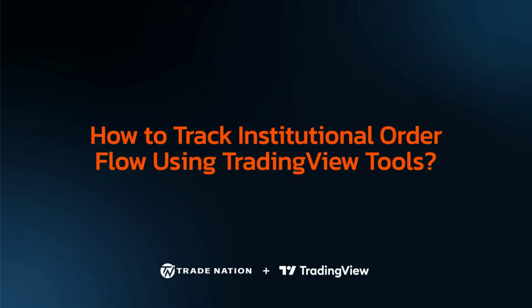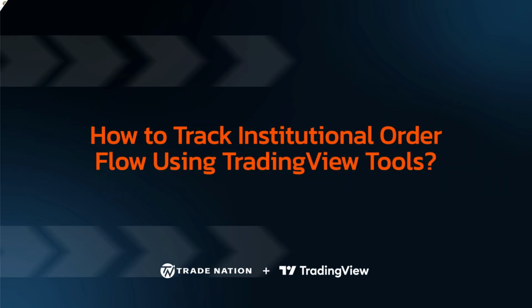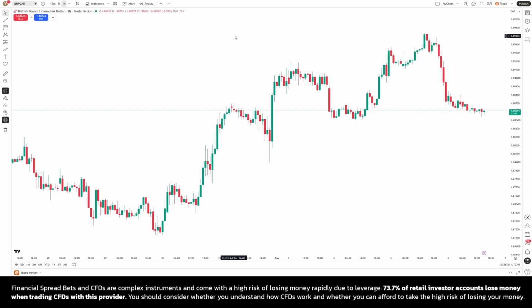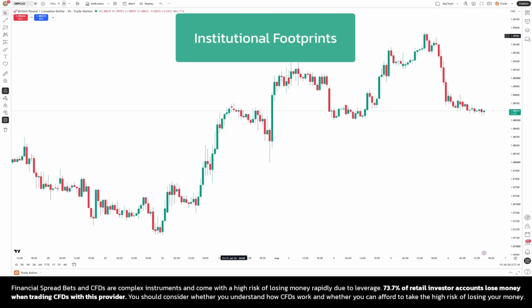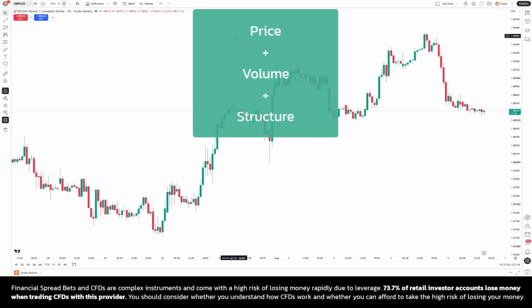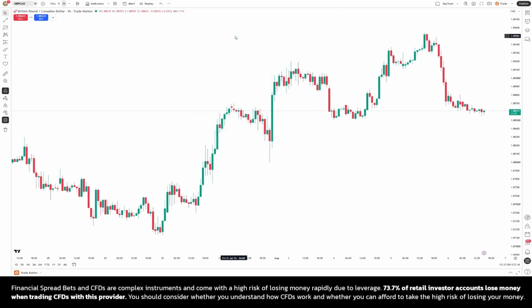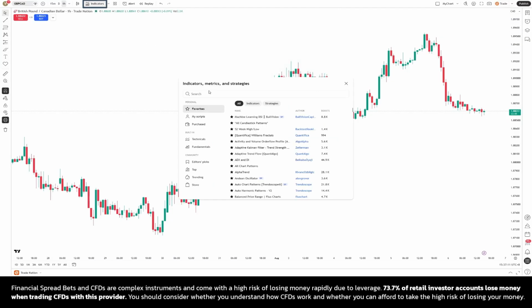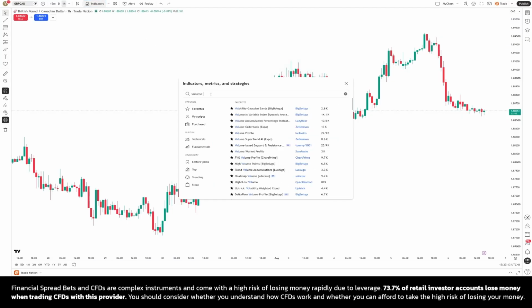Institutional order flow cannot be seen directly on TradingView in the same way it can on a full depth of market or professional order book platform. What you can do, however, is track the footprints that larger participants tend to leave behind. That means watching how price behaves around liquidity, how volume expands or contracts, and whether momentum is backed by genuine participation or short-term noise. A practical way to do this is to combine volume-based tools with structure-based indicators.